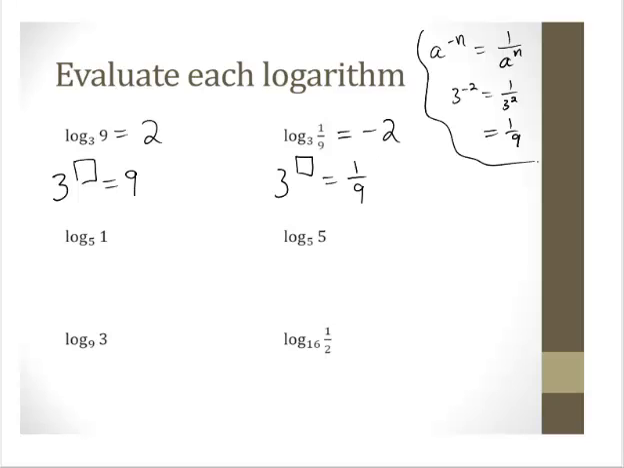The log base 5 of 1 is what number? So the exponent that goes on 5 to yield 1 is 0. Any non-zero number to the 0 power is 1. The log base 5 of 5. The exponent that goes on base 5 to yield 5 is 1.